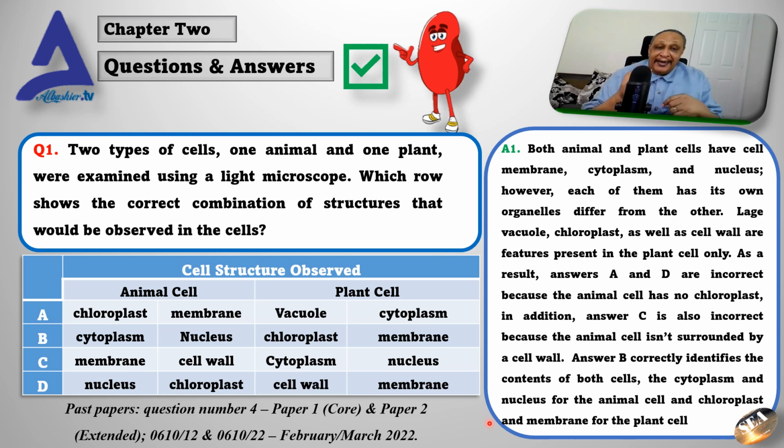So A, C, and D are wrong. I eliminated them and rejected them all and chose cytoplasm and nucleus because they are present in both cells, and chloroplast and membrane, where chloroplast is specific to the plant cell. Then B is the correct answer. Let us move forward and see what's going on.